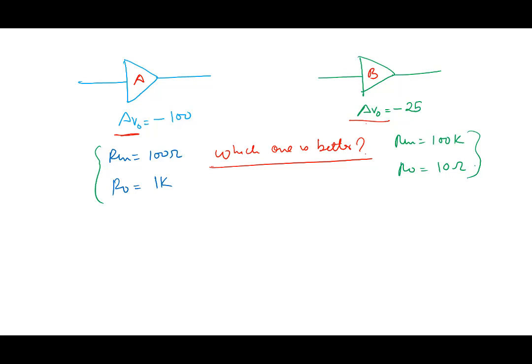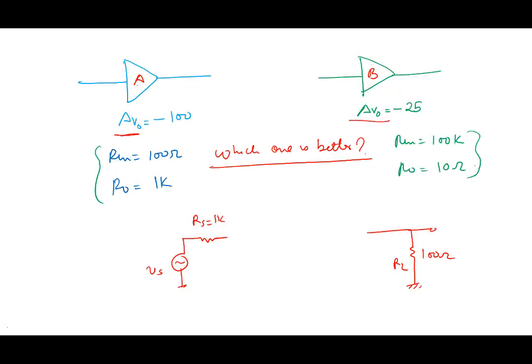It's very easy to construct a case. For example, suppose I have a source, as he's rightly saying. Suppose I have a source like this, Vs, with RS, let's use 1k. And on the other hand, suppose I use a load RL of 100 ohms.